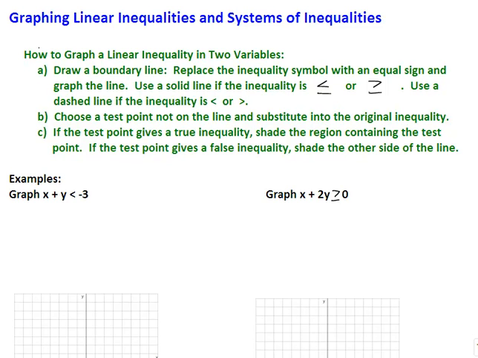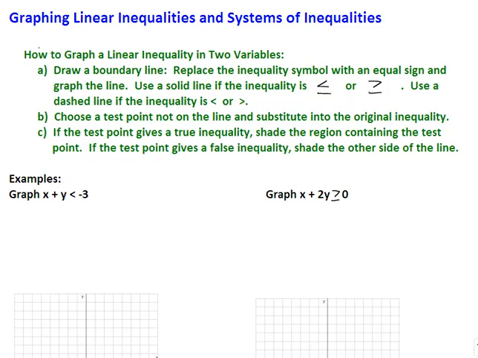which is just going to involve graphing the line as if it were an equation. If the original inequality has an equal bar, like a less than or equal to or a greater than or equal to, we're going to use a solid line. Or if the inequality is strictly less than or strictly greater than, then we're going to use a dashed line.